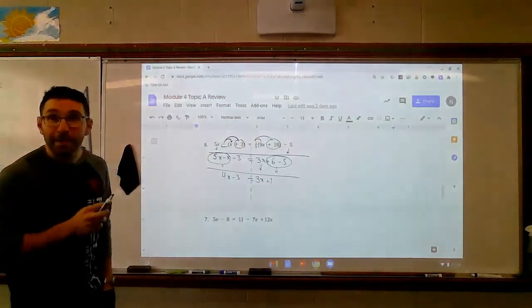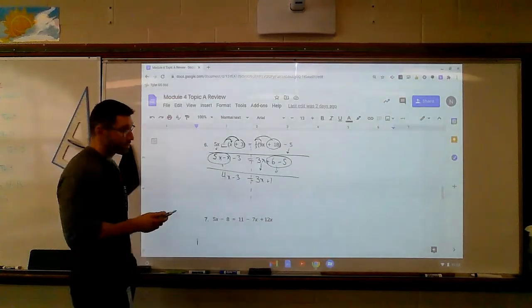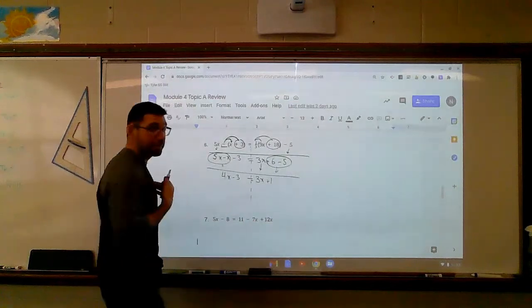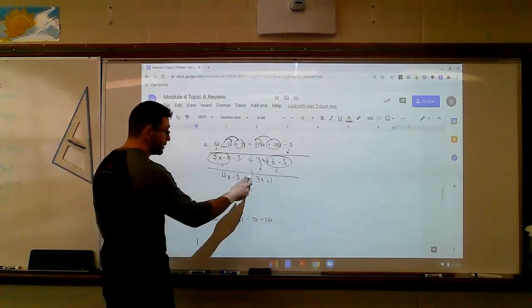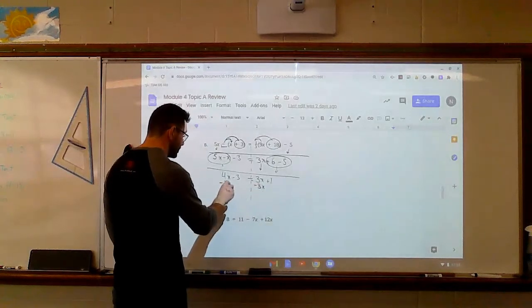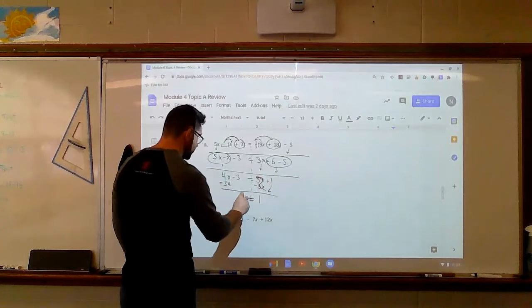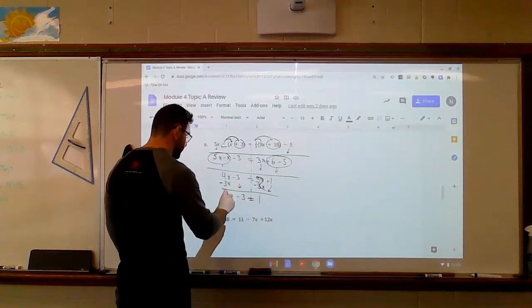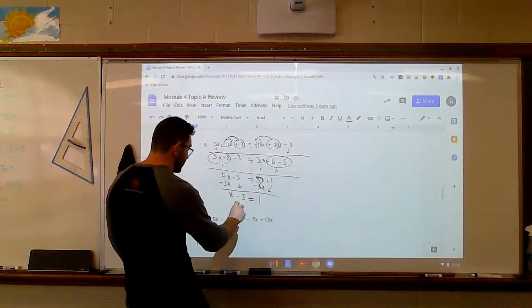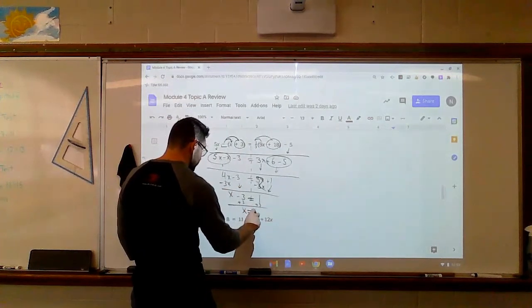Step 4, combine variables on opposite sides, 4x, 3x, using inverses of addition and subtraction. I personally will always move my smaller variable. Positive 3x, the inverse of a positive 3x is subtract 3x. 3x minus 3x is 0, leaves me 1 equals, I didn't touch my negative 3, that leaves me x. Combine your constants on opposite sides, leaves me x equals 4.